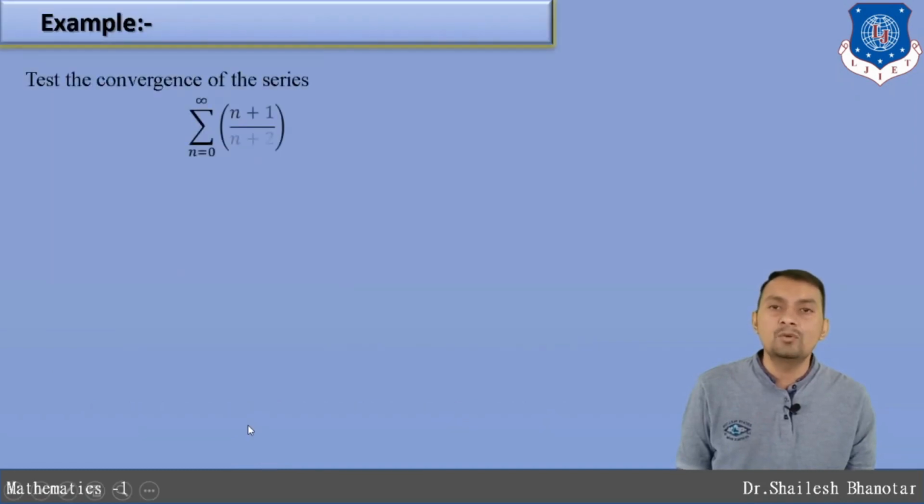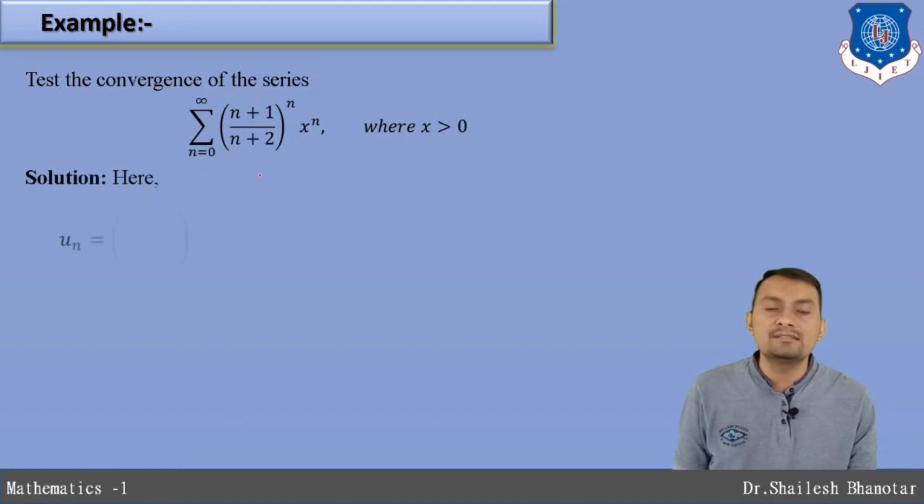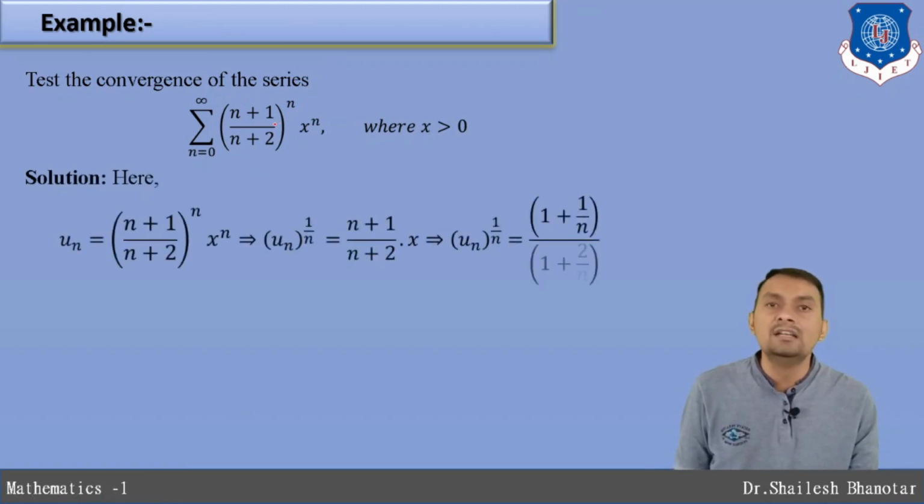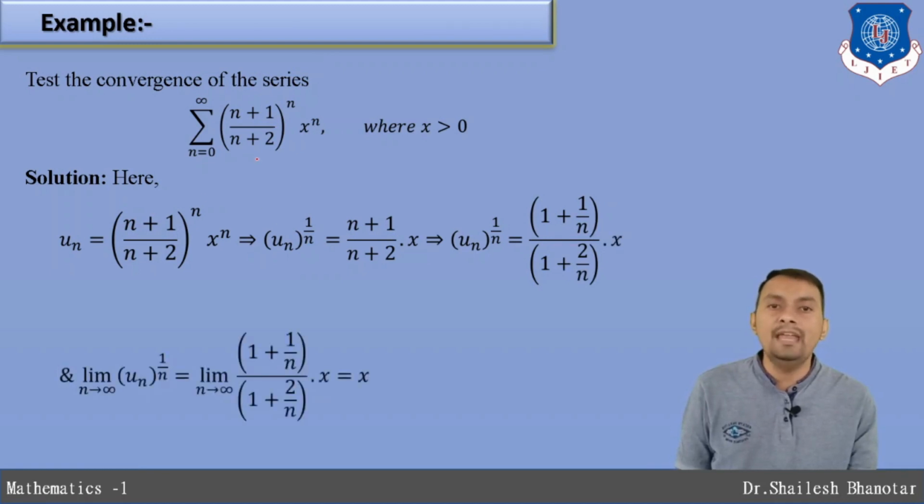Let us understand one more question. Test the convergence of the series. The power contains n, which means we have to consider the root test. So let us apply Un raised to 1 by n to this nth term. What I am left with is n plus 1 divided by n plus 2, into x.